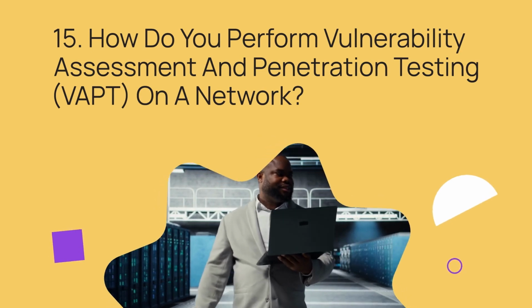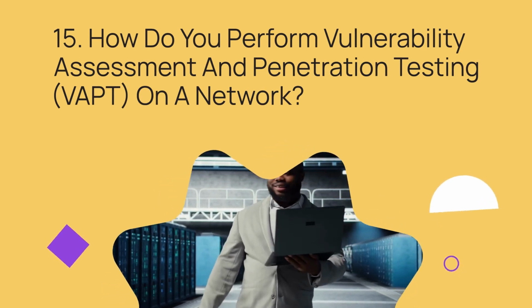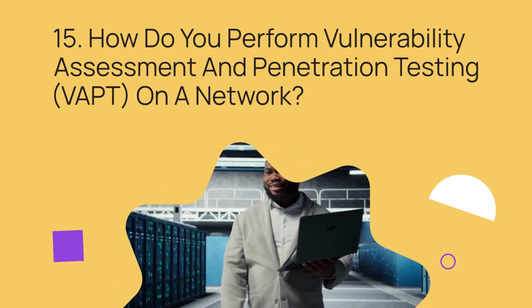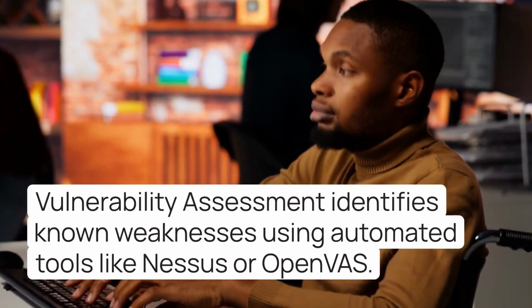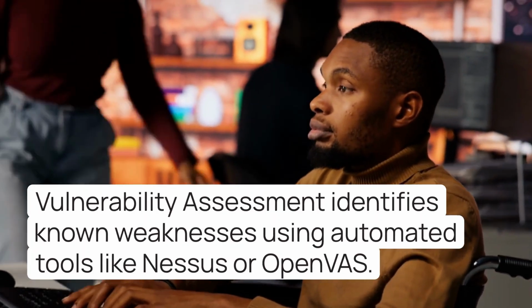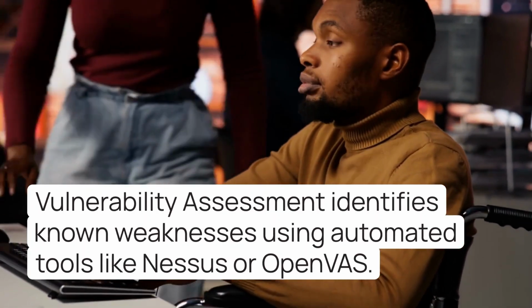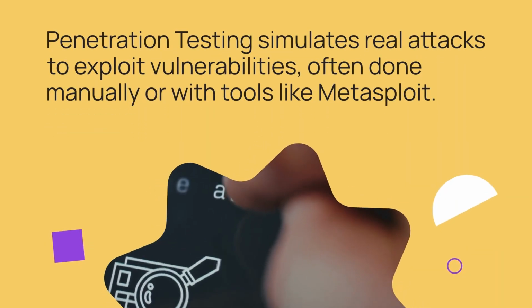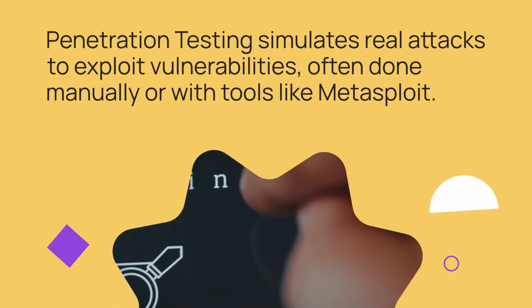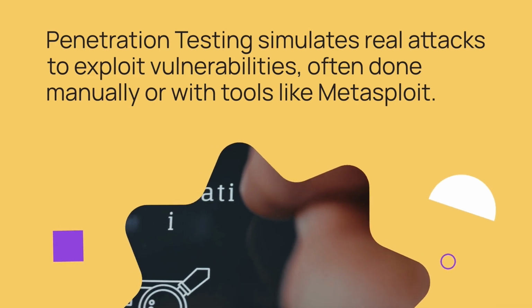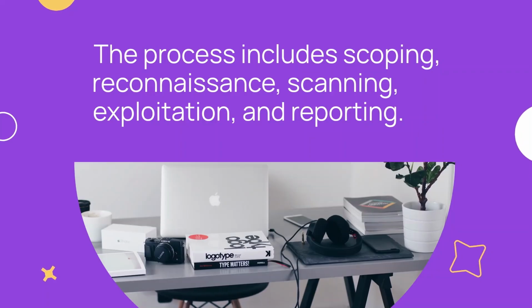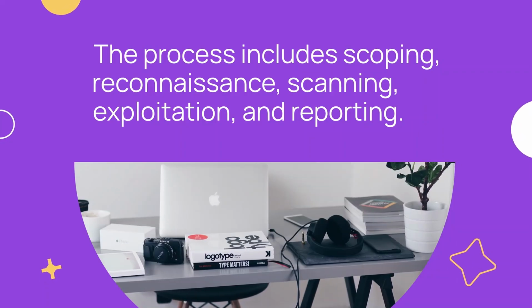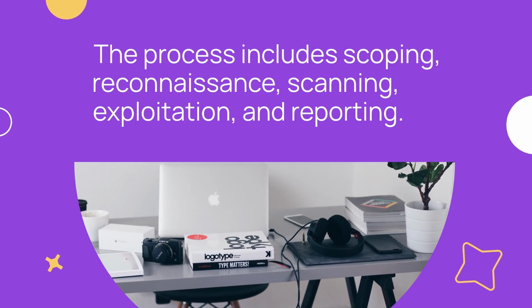15. How do you perform vulnerability assessment and penetration testing (VAPT) on a network? Vulnerability assessment identifies known weaknesses using automated tools like Nessus or OpenVAS. Penetration testing simulates real attacks to exploit vulnerabilities, often done manually or with tools like Metasploit. The process includes scoping, reconnaissance, scanning, exploitation, and reporting.